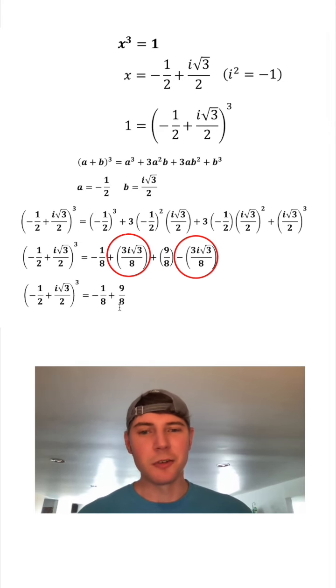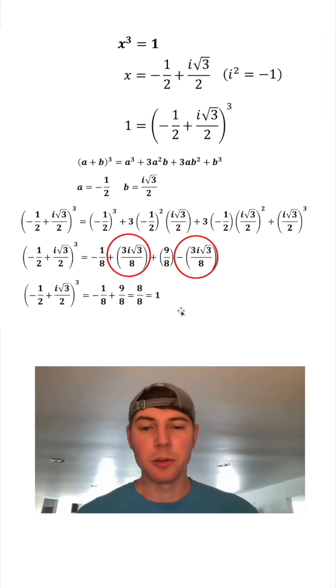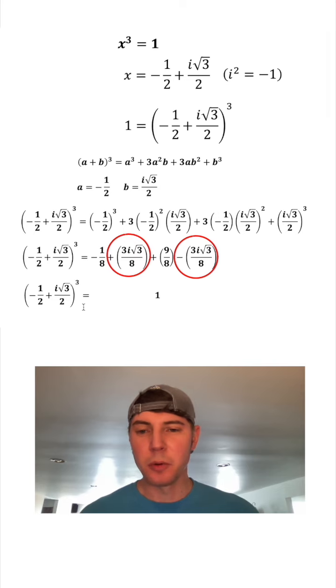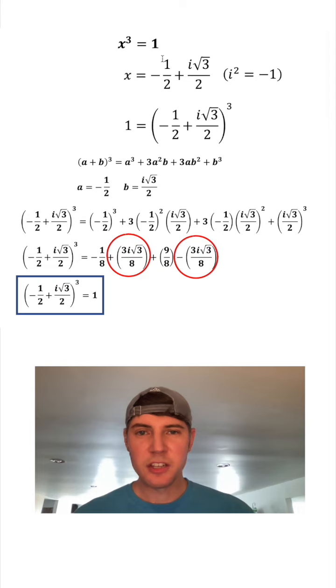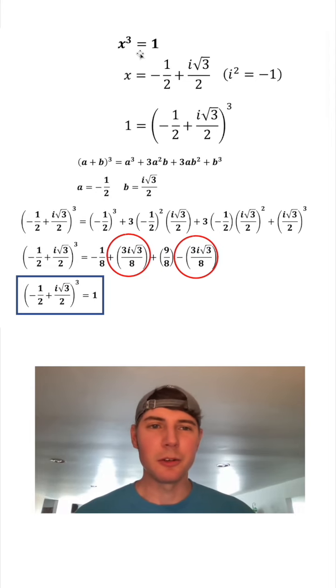Let's bring this 9/8 over. The negative 1/8 plus 9/8 is equal to 8/8. And that's equal to 1. If we get rid of this stuff here, scoot the 1 over, we can put a box around it, and we can see that we verified that this is true. So this right here is a solution to x cubed equals 1. How exciting.